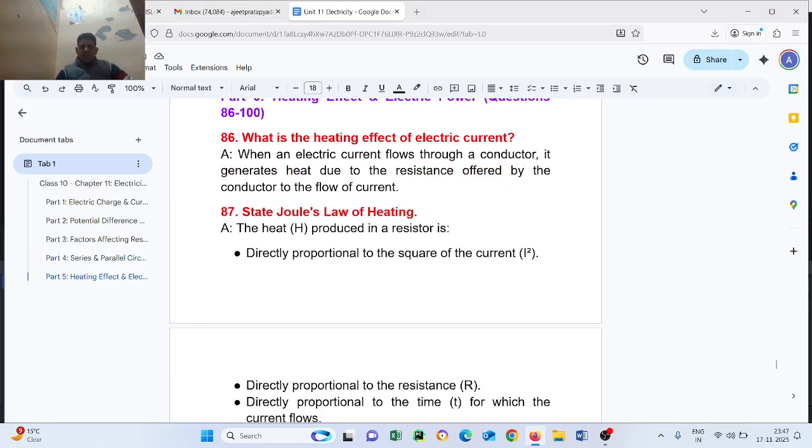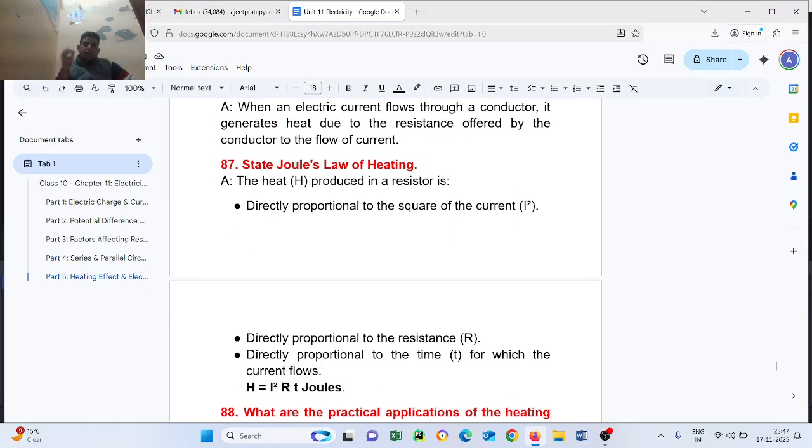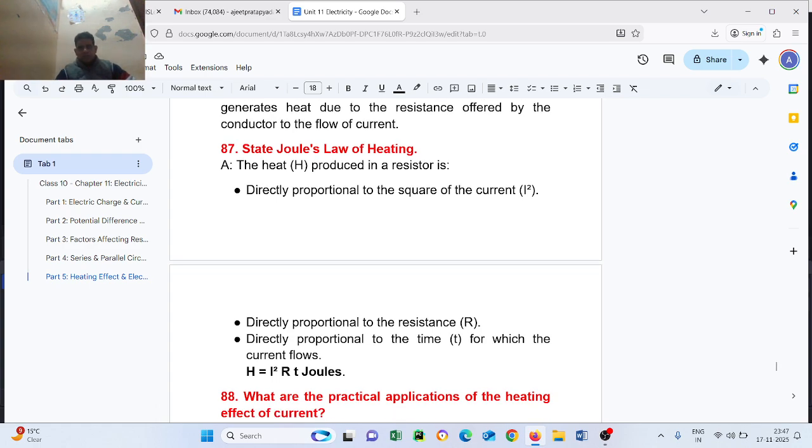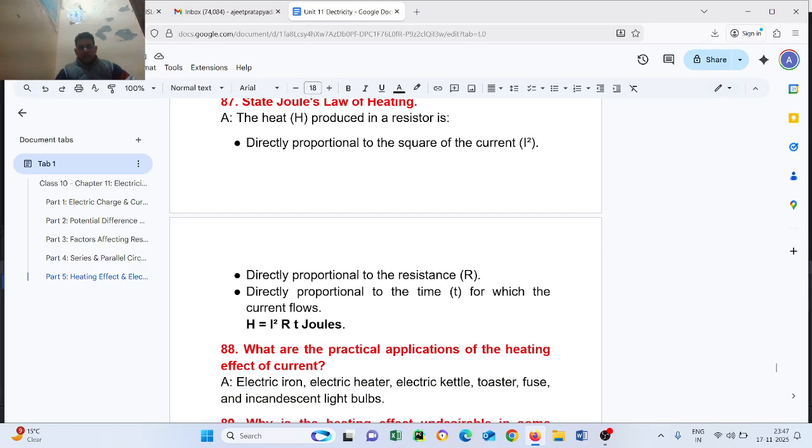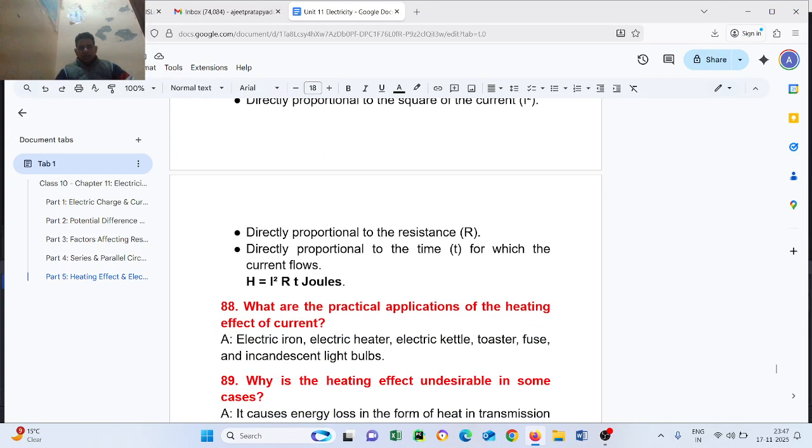Question number 86. State Joule's law of heating. Answer. The heat produced in a resistor is directly proportional to the square of the current, I square, directly proportional to resistance, and directly proportional to the time for which the current flows. H equal to I square RT joules.